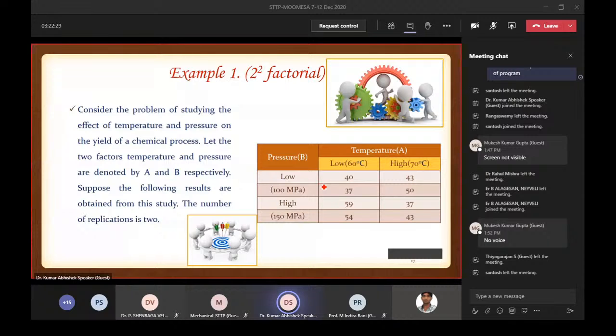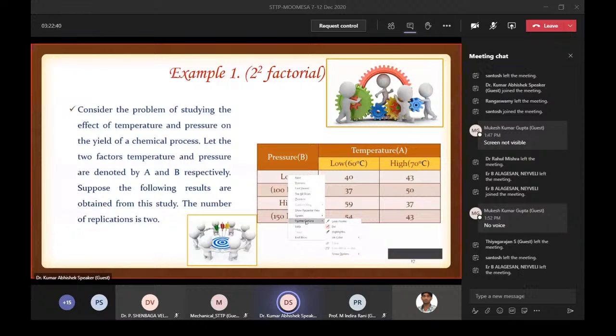Suppose you are taking the low level of the pressure and the low value of the temperature, then the yield will be 40. Similarly, if you look for the low value of the pressure and the high value of the temperature, then the yield is 43.